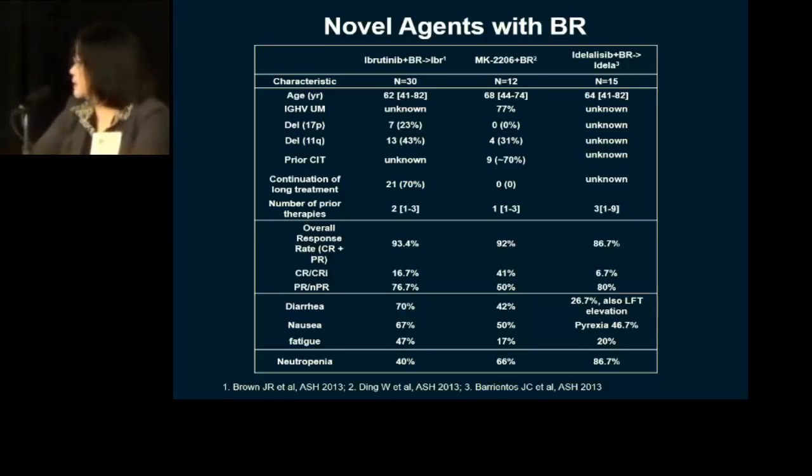So you can see across the board, the response rate is all quite impressive. Overall response rate is all close to 90% or over 90%. The CR rate is higher with our group, but we have a small trial. The other agent seems to have a little lower CR rate compared to the other groups. Ibrutinib with BR has about 17%, but I think the other 2 trials also included 17p deleted patients. Regarding the side effect profile, neutropenia is predominant in all 3 groups, and diarrhea also is a predominant side effect observed.